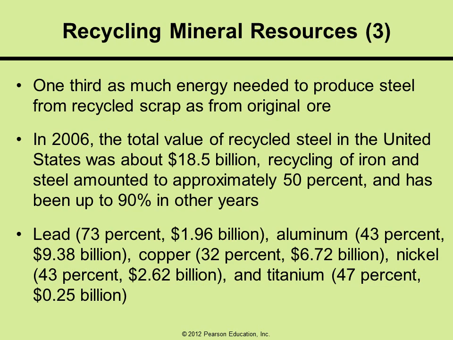We've had some fluctuations in the economy recently that have caused commodity prices to vary, which have led scrap centers to set some of the resources aside until the commodity price rose again to support the increased use of recycled materials. While for iron and steel it's been about 50 to 90% in recent years, for other commodities, for lead, for example, about 73% of our needs have been met through recycling. For aluminum, about 43%. We all have to recycle our aluminum pop cans. For copper, about 32% of our needs are met through recycling. For nickel, 43%, and for titanium, 47%.